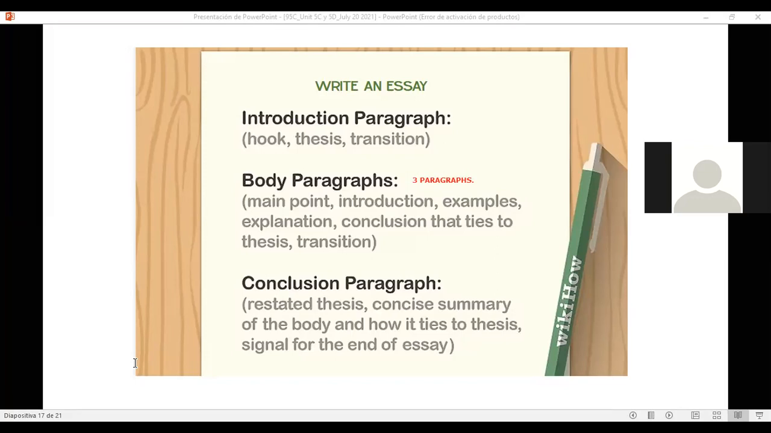That would be the conclusion. These are the 3 parts of an essay.